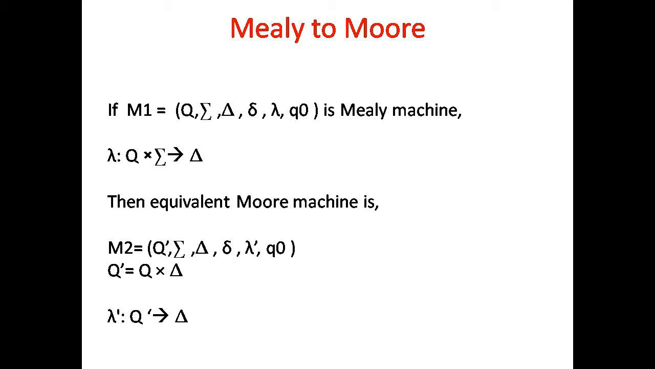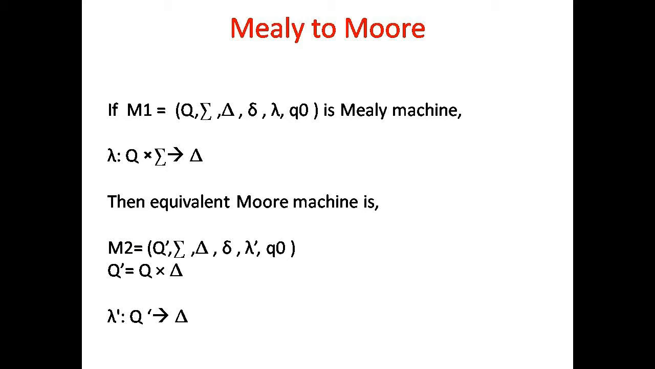M1 is equal to (Q, sigma, delta, del, lambda, Q0), where Q is the finite set of states, sigma is the finite input symbol, delta is the output alphabet, del is a state function, lambda is a machine function, and Q0 is the initial state of the machine. Where the Mealy machine's lambda machine function is defined as Q into sigma, it produces the output symbol delta.